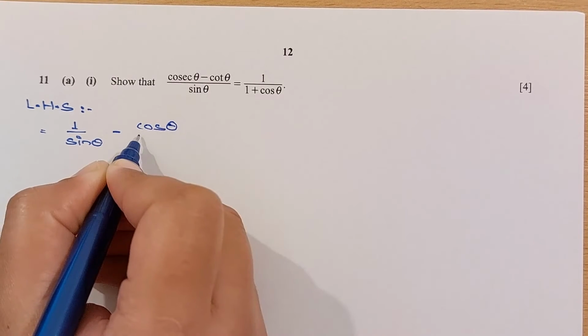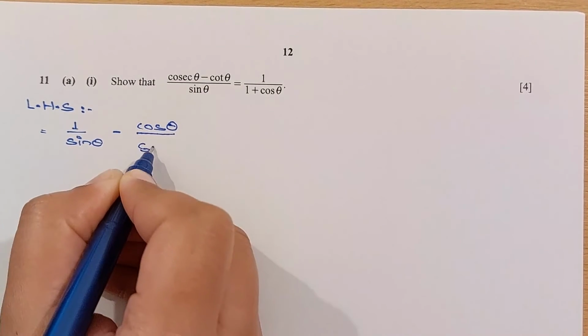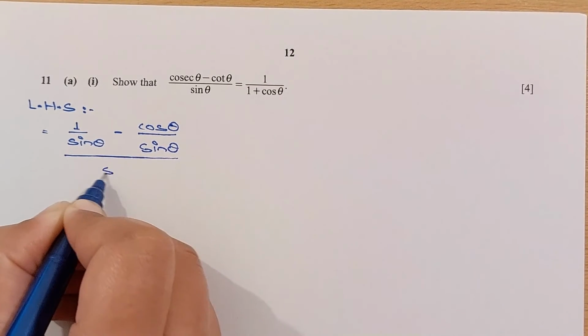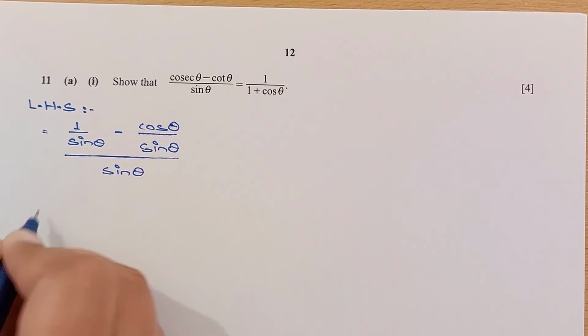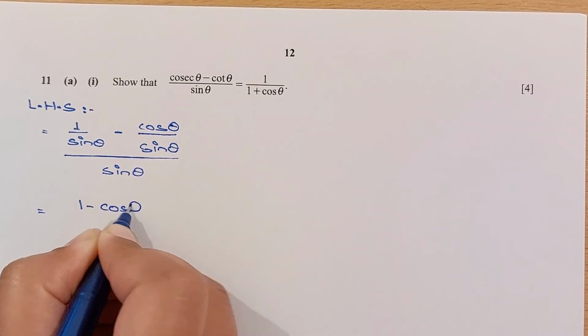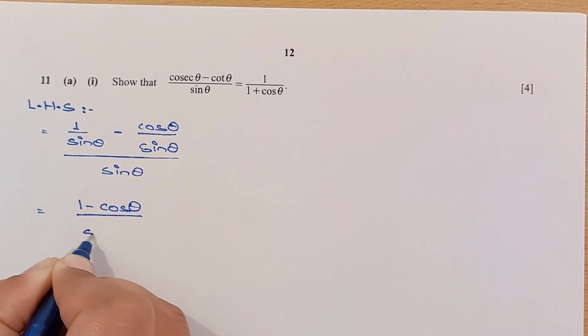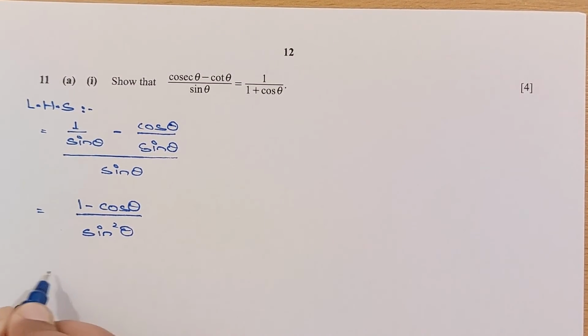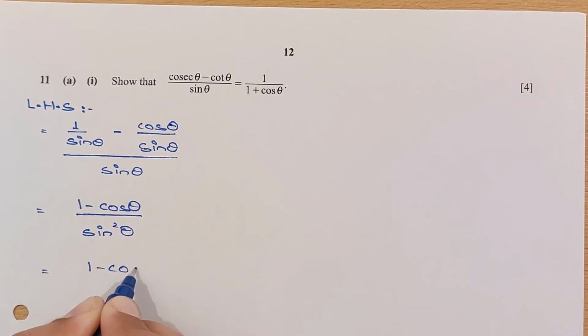Cot is cos by sine. Yes, cos theta over sine theta whole divides sine theta. So this is 1 minus cos theta over sine square theta. Sine theta and this sine theta is sine square theta, right? Sine square theta, 1 minus cos theta.